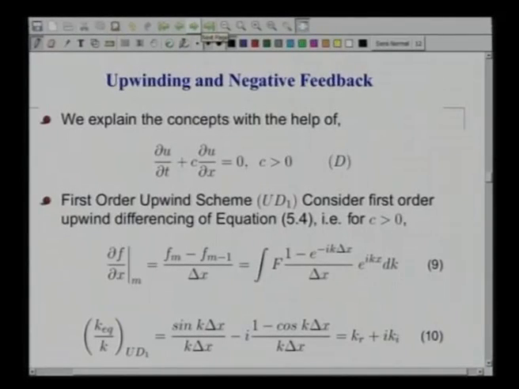Okay. So, what does upwinding do? Again, let us try to explore it with the help of our model equation, that convection equation that we have shown here, del u del t plus c into del u del x. Now, let us take one of the simplest possible upwind schemes.